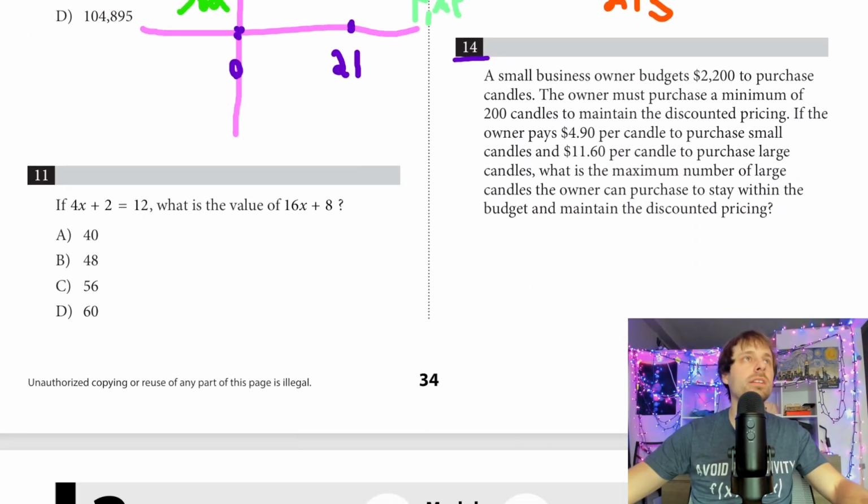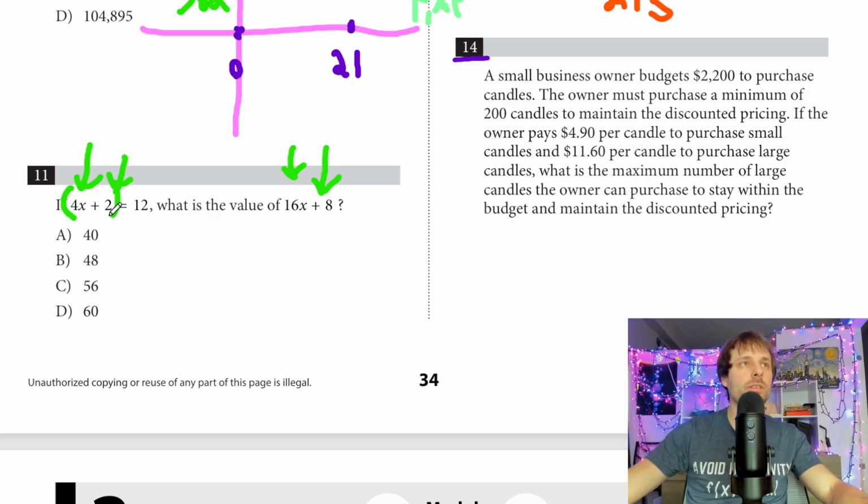And number 11, let's see what's going on here. If 4x plus 2 is equal to 12, what is the value of 16x plus 8? Always look for the shortcut. They multiplied this and this by 4. So if I multiply this by 4, I can also multiply this by 4. And I would get 16x plus 8 is equal to 48.